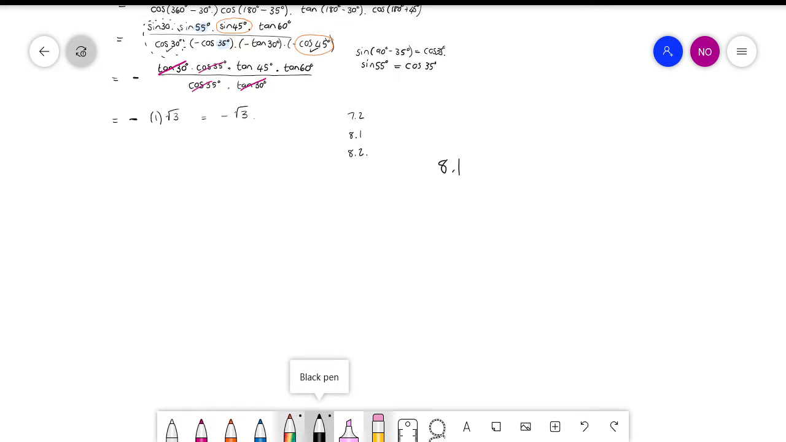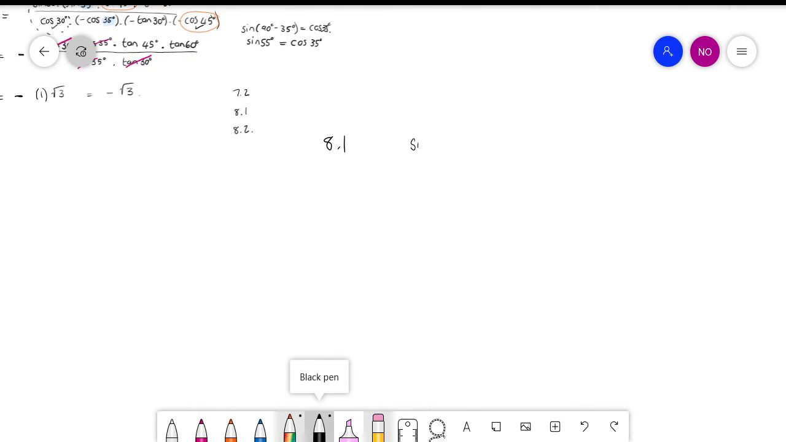Okay, so at 8.1 you have sine of theta plus 20 degrees is equal to 0,577, and they ask you to solve for x. That's supposed to be theta. From 0 to 360 degrees.